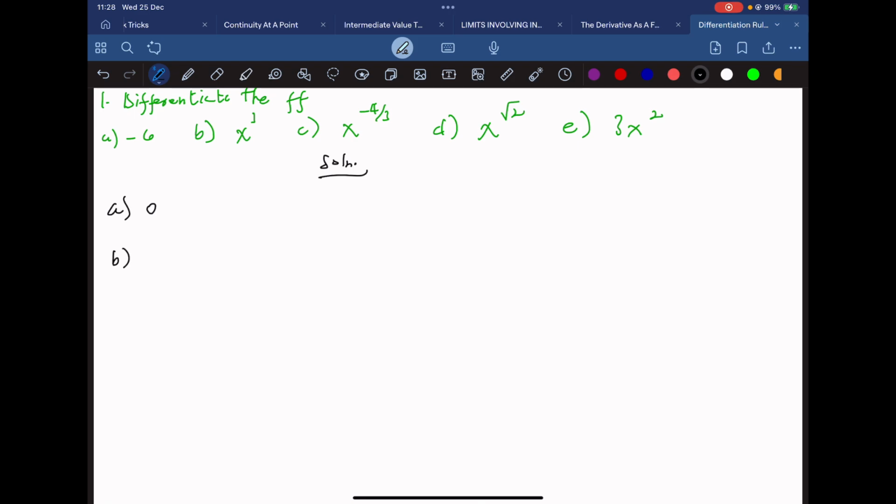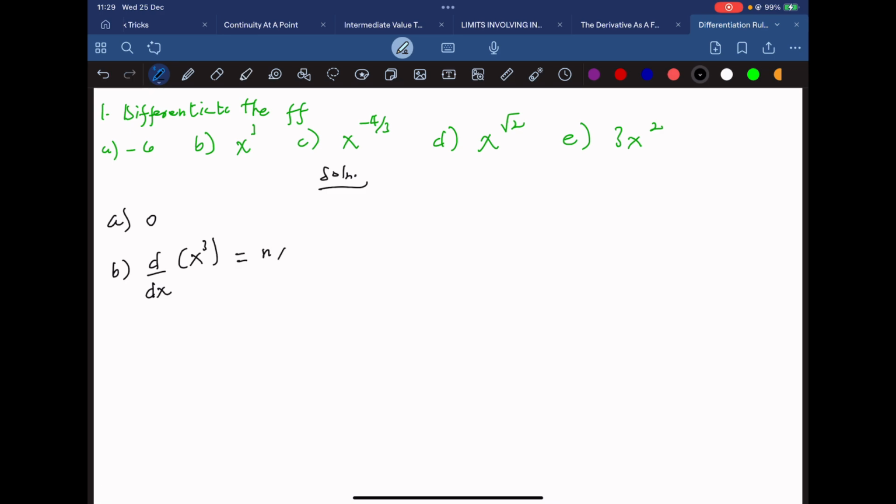For b, if we differentiate x cubed, this is using the power rule. The 3 always comes down. Remember, it is nx to the n minus 1. So in this case, our n is 3, and we have x to the n minus 1, so 3 minus 1. So this is just 3x squared.